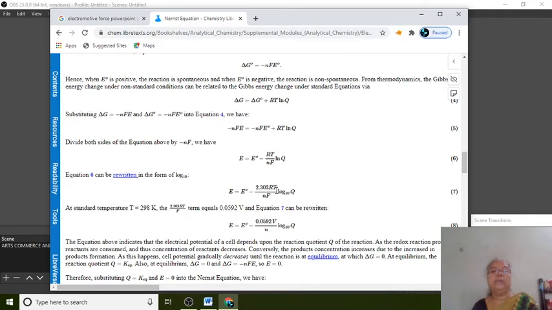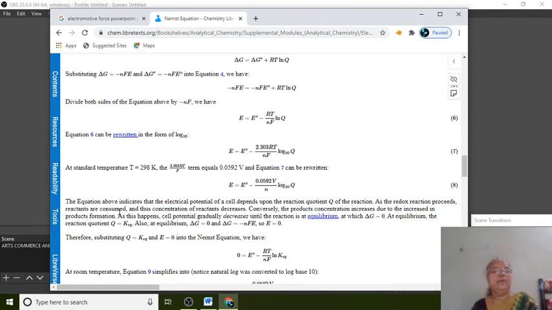Then again, at a standard temperature, that means when temperature is equal to 298 Kelvin, this ratio 2.303 RT by F becomes equal to 0.0592 volt, and by putting this value in the equation, we get E equals E0 minus 0.0592 volt upon n into log to the base 10 of Q, where Q is the reaction quotient. Here, the equation indicates that the electrical potential of the cell depends upon the reaction quotient Q.